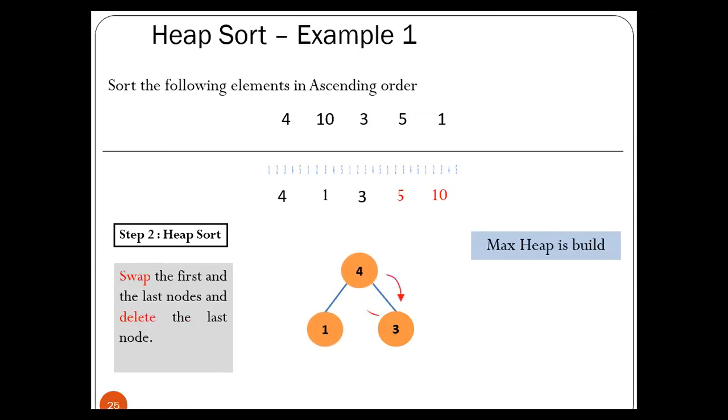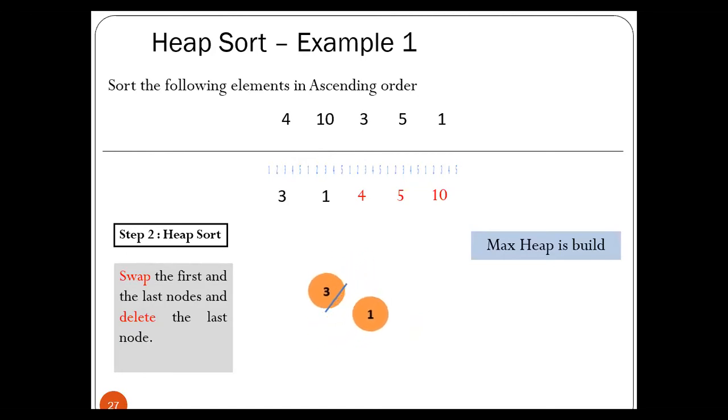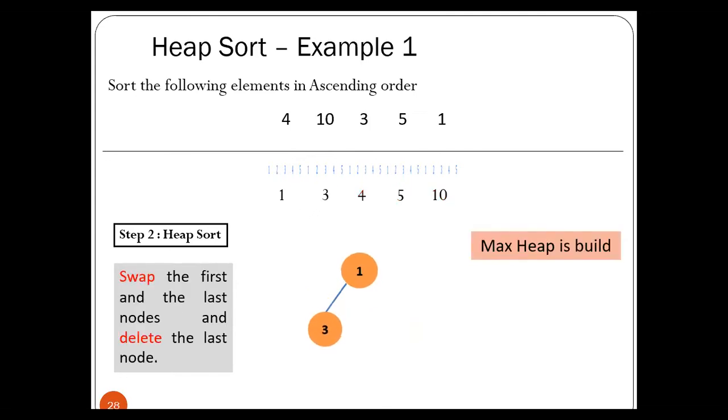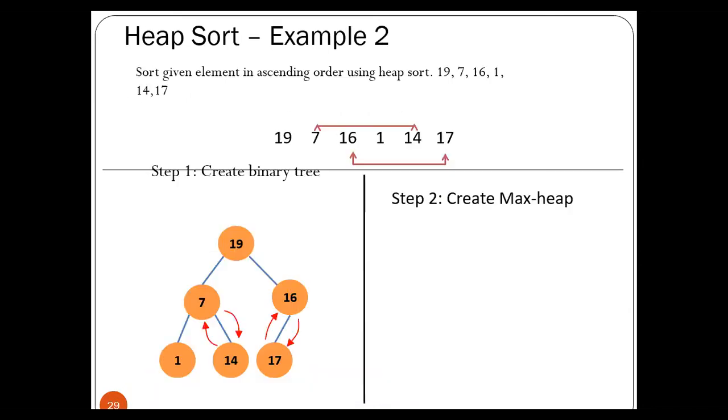Then 3 is replacing 4 because the last node has to be out. So now 4 is there, and delete 4. Now 3 will be deleted. Sorry, 1 will be replaced with 3 and 3 will be deleted. Then you are left with 1. This is how the sorting is over.